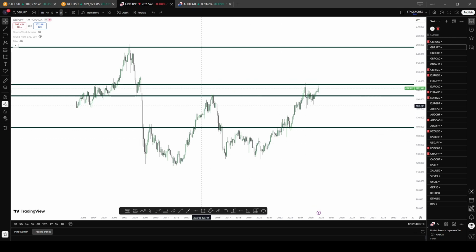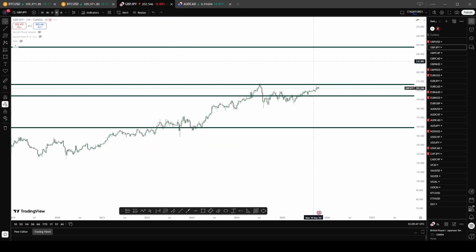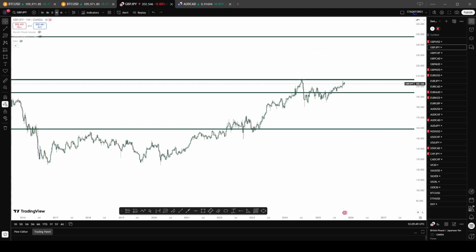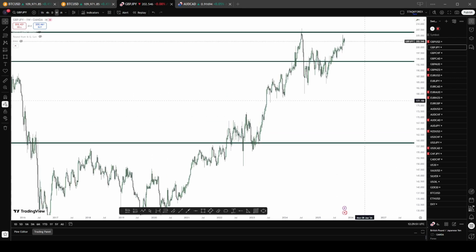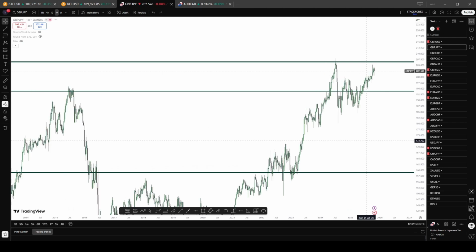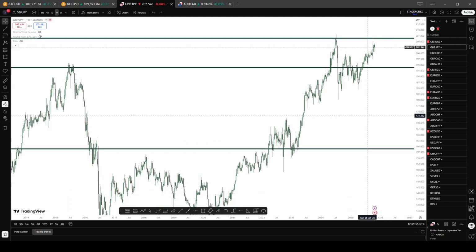So I will move down to the weekly time frame. So this is on the weekly time frame. As you can see, I will do the same thing. I will repeat the same thing on the weekly time frame.